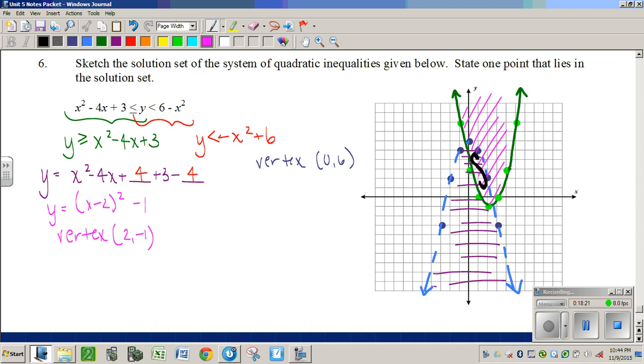Alright, so this one here is my y is less than negative x squared plus 6. And this one up here happens to be y is greater than or equal to x squared minus 4x plus 3. Please don't forget to label, folks.